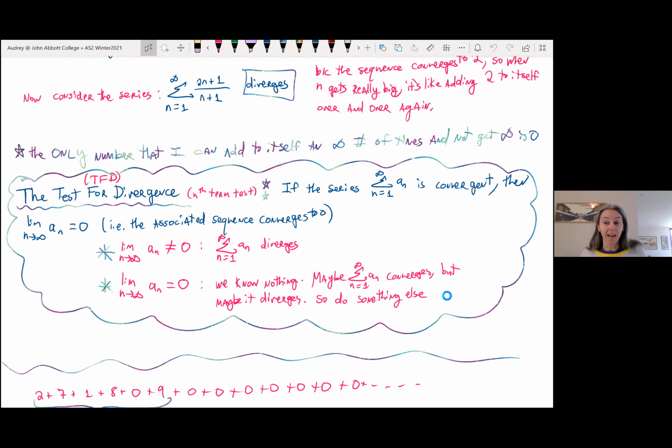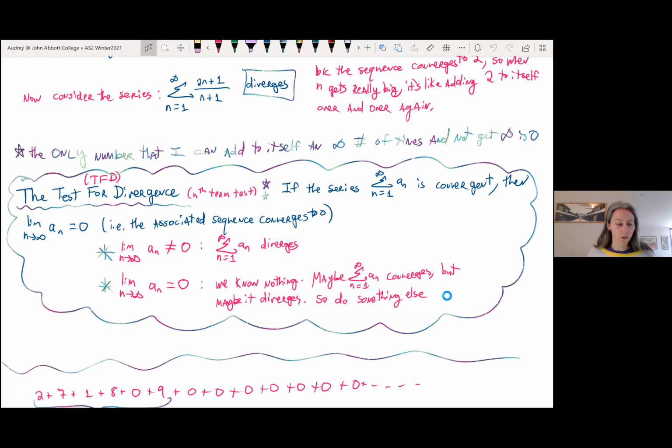So we know that the test for divergence, TFD, or the midterm test, tells us that a series diverges if the associated sequence does not converge to zero. So if we do the limit of the general term of our series and it doesn't equal zero, then we know that the series diverges. However, if we do the limit and we get that it does equal zero, that doesn't give us any information whatsoever. Maybe it converges, maybe it diverges.